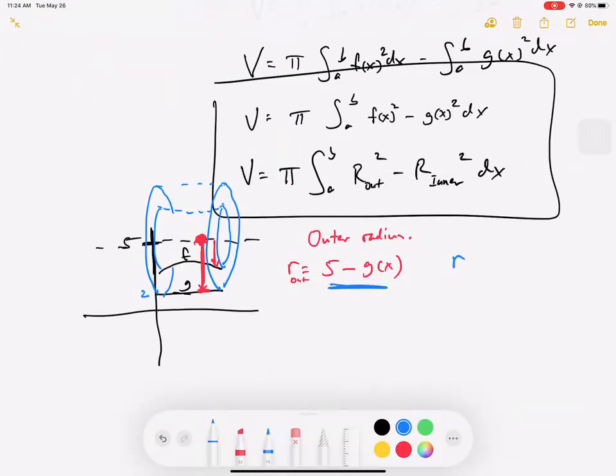Let's look at the inner radius. Inner radius is 5 minus f. It's going to be 5 minus f, no matter where you go. The inner radius is still going to be 5 minus f. Okay, so it's 5 minus f.